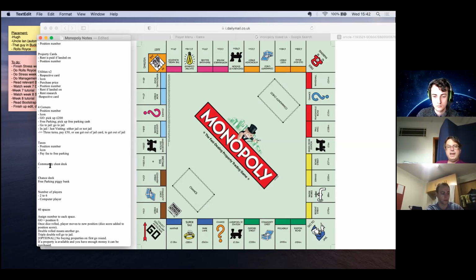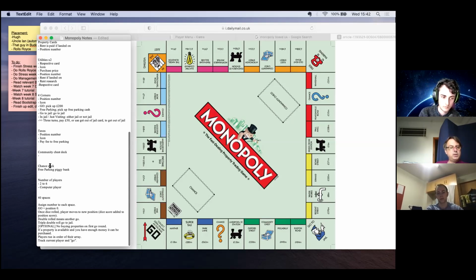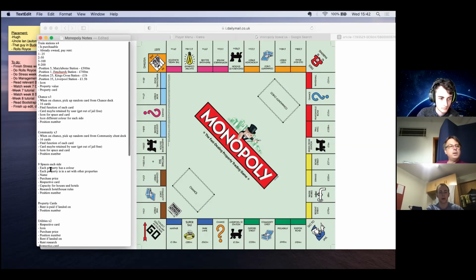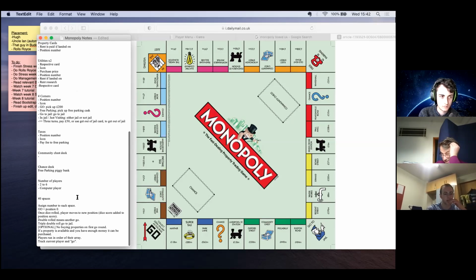We need to know the player position, don't we? Oh yeah, did you already model that at the top or somewhere? No, we have down. Okay. Once the dice is rolled, the player moves to a new position. The dice score is added to the position score.